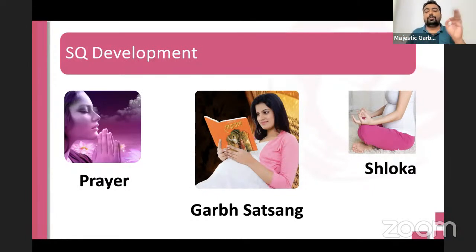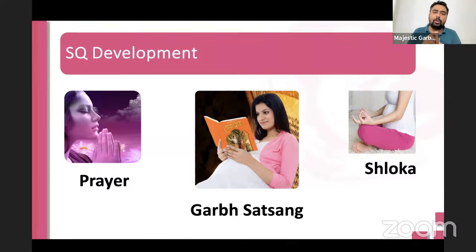Garbh Satsang means spiritual activity. Satsang means doing spiritual activity during pregnancy. The name that we have given is Garbh Satsang, under which you should do some kind of spiritual activity. Whatever religion you believe in, according to that religion you should read its scriptures. For example, Bhagavad Gita, Shiv Puran, Ramayana, scriptures from the Jain religion, Quran, Bible. Whatever religion you are following, you should follow the scripture of that religion. That should be done on a daily basis. That is point number one.